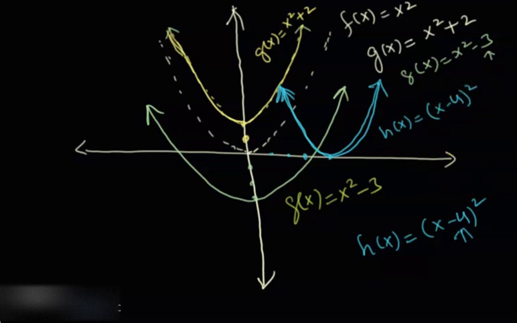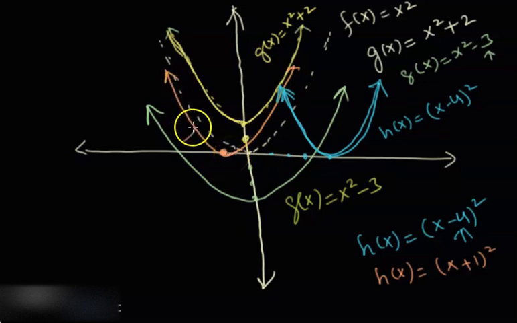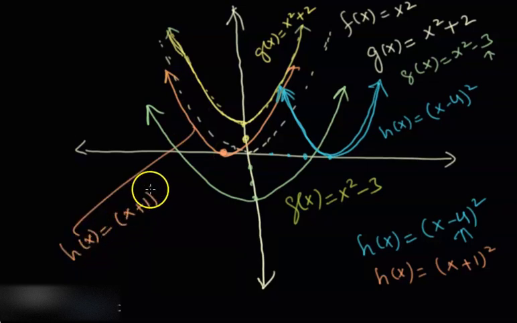And then we had h of x to be x plus 1 squared. So it is 1 unit to the left. The parent function is here, so 1 unit to the left is here. So this will be somewhere here. Okay, so this is going to be h of x equal to x plus 1 squared.